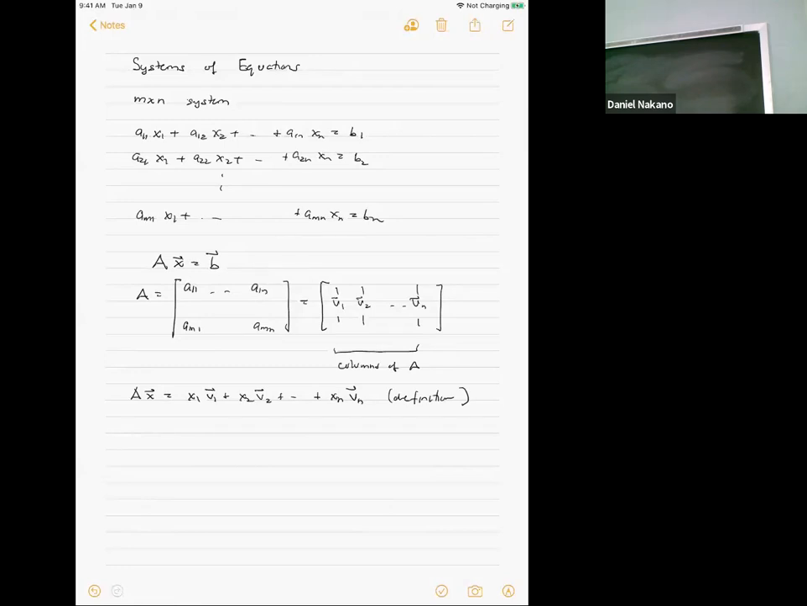And now I'll just combine this. So what does Ax equals b mean? This happens if and only if x1 v1 plus through xn vn is equal to the vector b. All right, so now we can put all this together in a theorem, and let me write out that theorem.